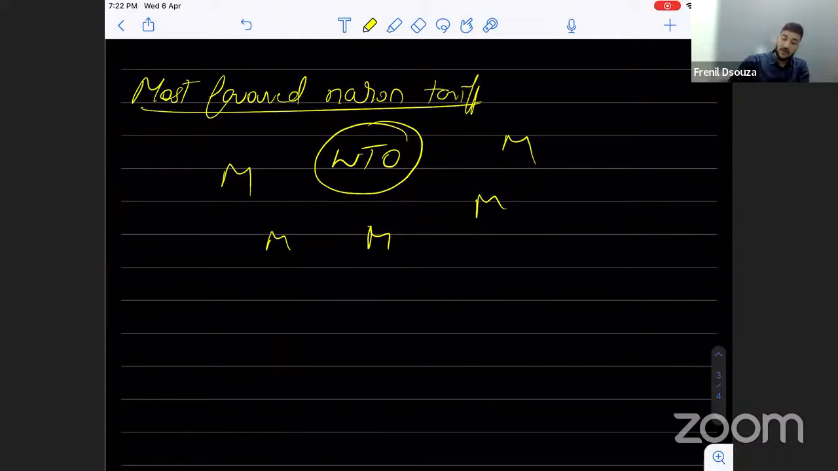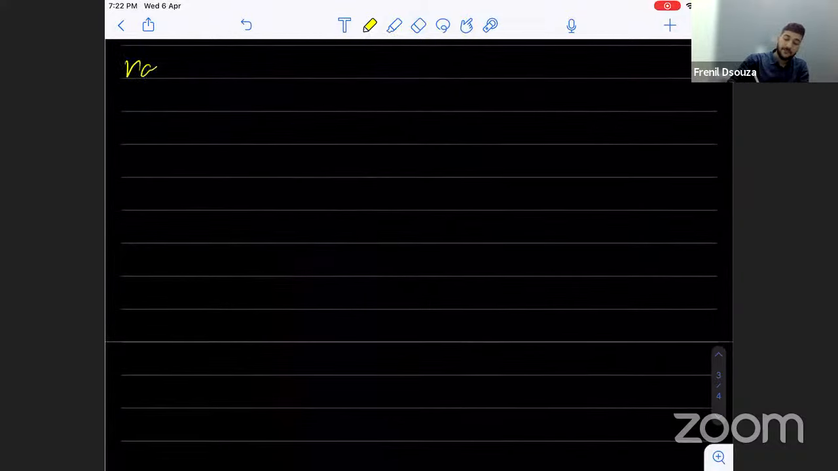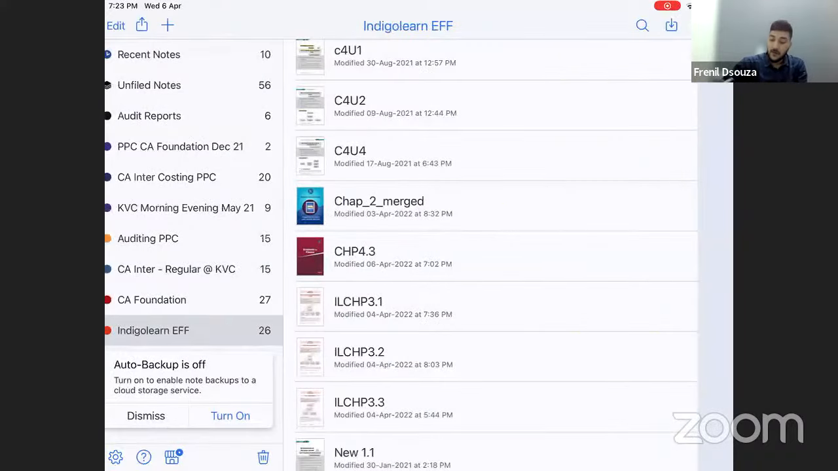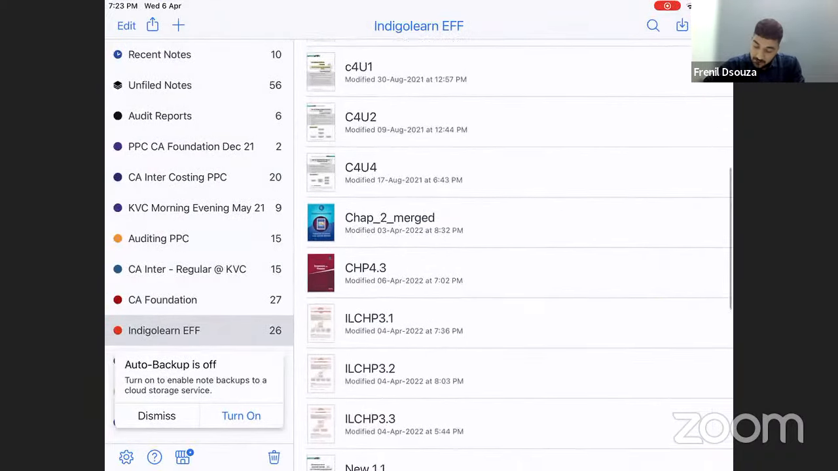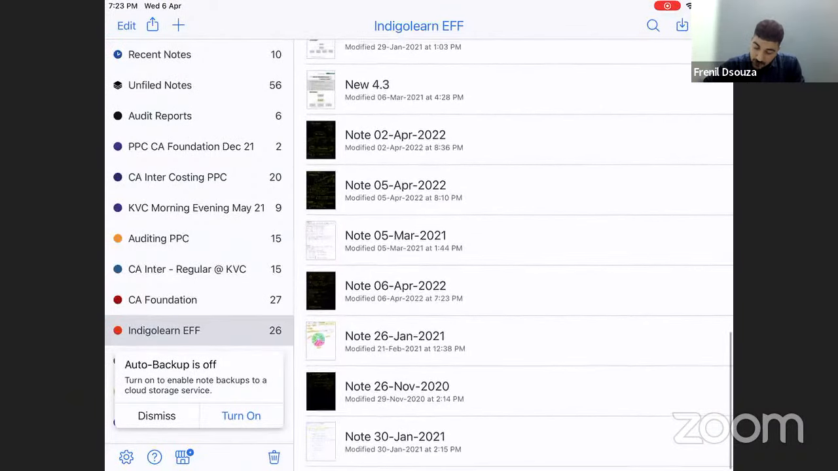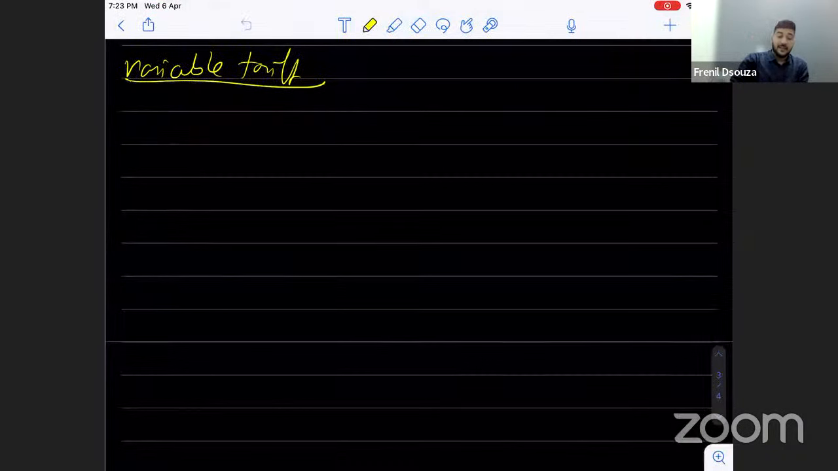Next is something called variable tariff. What do you mean by variable tariff? Very simple. It is typically fixed to bring the price of an imported commodity up to the level of the domestic support price of the commodity.